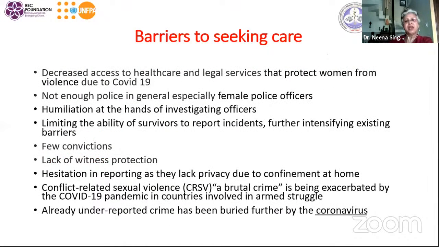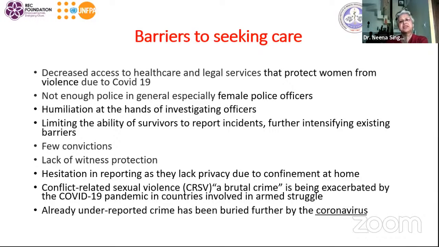And what are the barriers to seeking care? The various barriers that were already present in the society have increased during this pandemic. There is decreased access to healthcare and legal services that protect women from violence due to COVID-19 because of lockdowns and because of less accessibility of manpower and resources. Not enough police in general, especially female police officers, they are deficient. Humiliation at the hands of investigating officers.